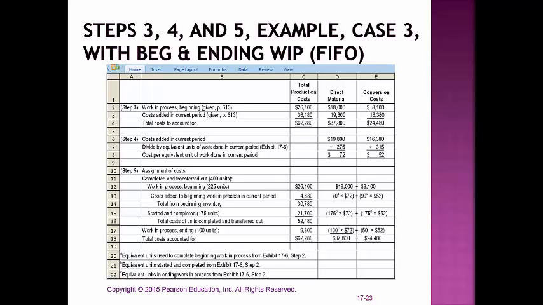52,480 under the FIFO method. Okay? Which it would be different if we were doing weighted.